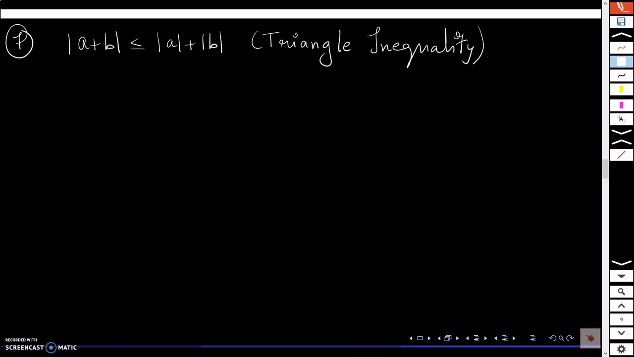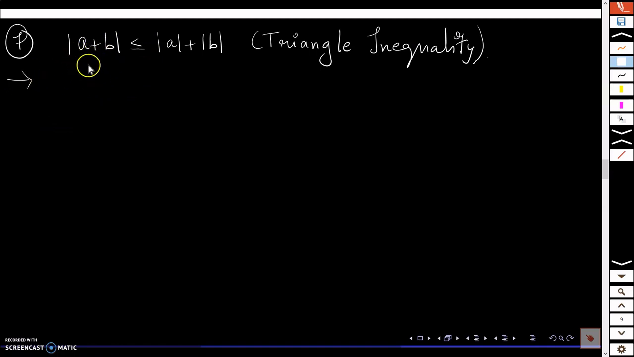So the next one is the triangle inequality. We need to prove that the absolute value of a plus b is less than or equal to the absolute value of a plus the absolute value of b. There are different ways of proving this. So let me pick one of the ways and prove this quickly.